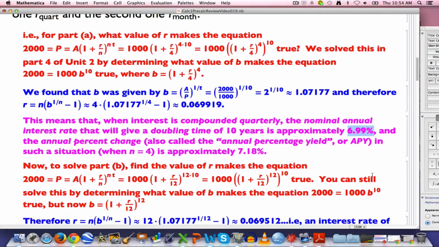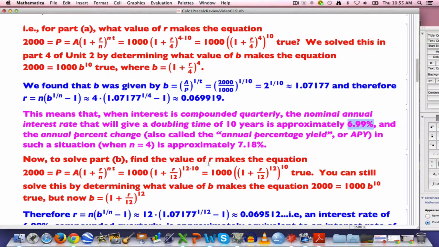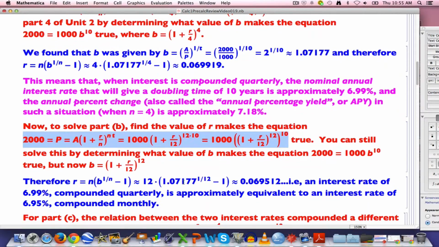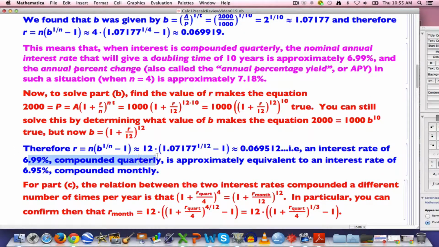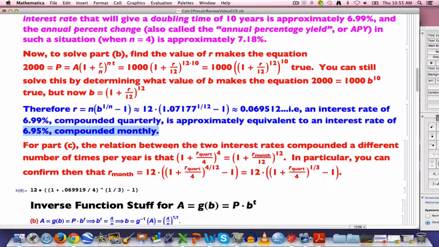To solve for part B, to find the value of R that gives equivalent growth when money is compounded monthly, you need to solve this equation for R, where now instead of a 4 I have a 12 for n. I do the same kinds of things. In fact, it's the same value of B as before, the 1.07177, that stays the same. But solving for R is different now because n is 12 instead of 4, and you get a different number, about 6.95%. So an interest rate of 6.99% compounded quarterly is approximately equivalent to an interest rate of 6.95% compounded monthly.